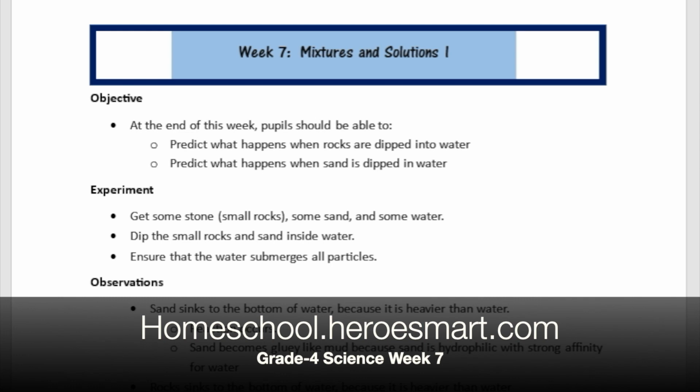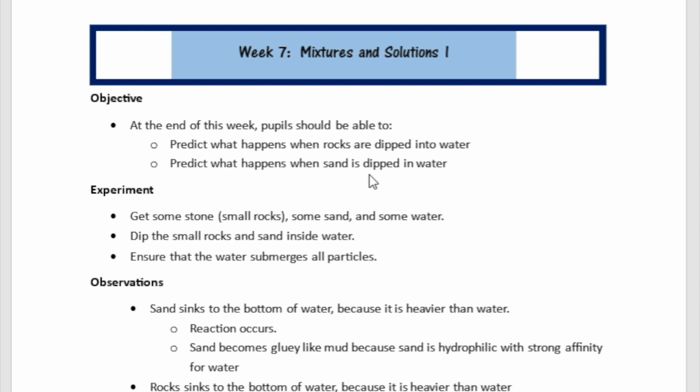Alright, so today we're going to be talking about mixtures and solutions part 1. And the objective of this lesson is to predict what happens when rocks are dipped into water and to predict what happens when sand is inserted or dipped inside water as well.